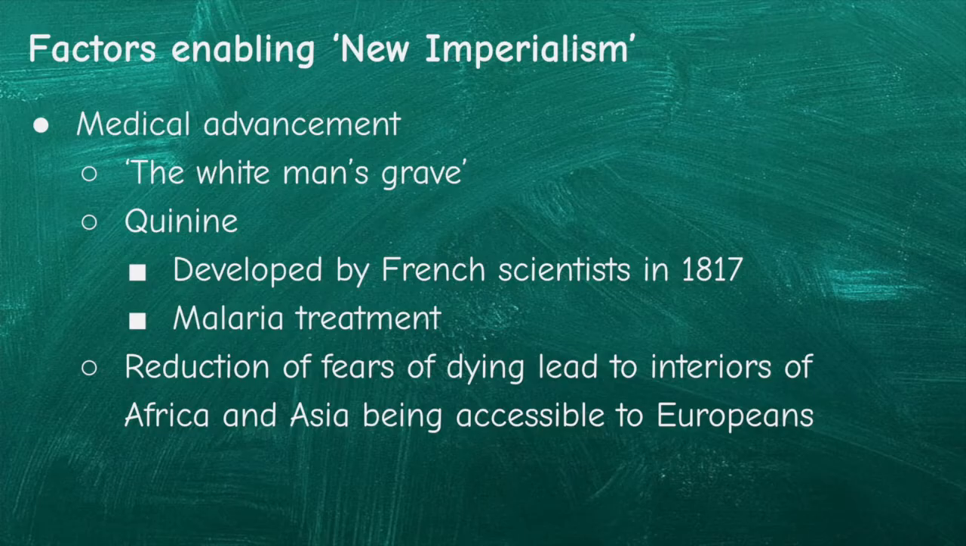That was until the invention of quinine, which was developed by French scientists in 1817. Originally, it was realized that this was a successful and effective malaria treatment, which was the main disease that was killing Europeans. So with the development of quinine, which by the way is in tonic water, and other medical advancements, Europeans weren't as afraid of traveling into Africa and Asia. So without that fear of dying, this made Africa a lot more accessible to Europeans.